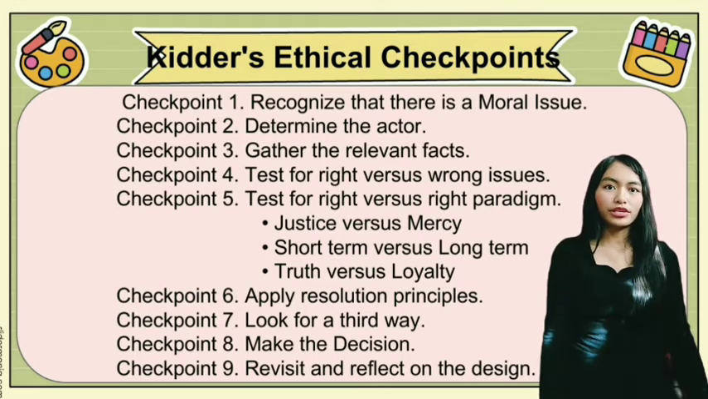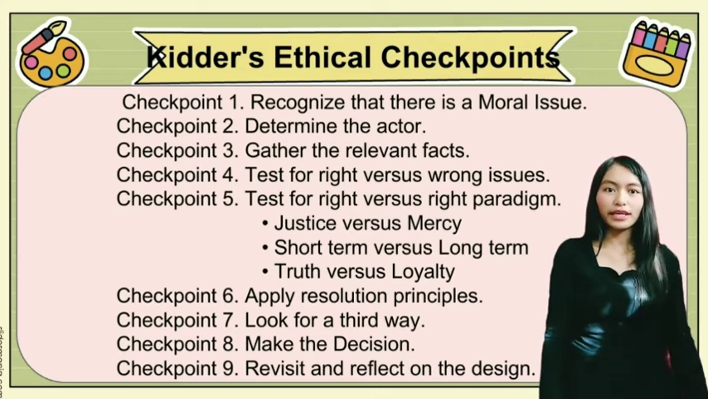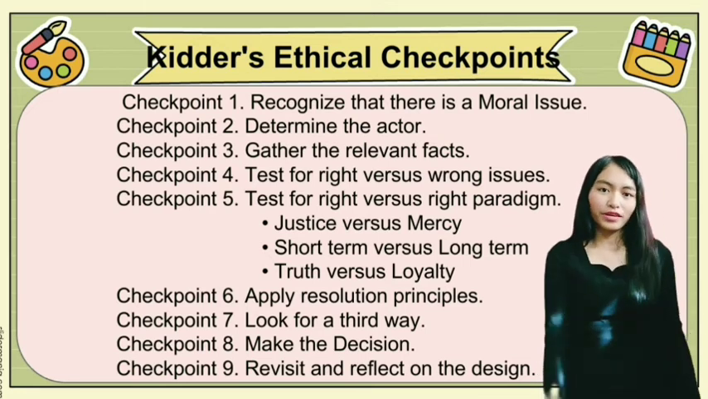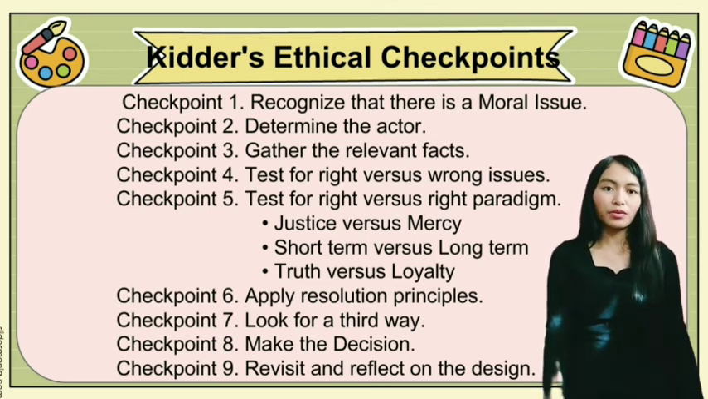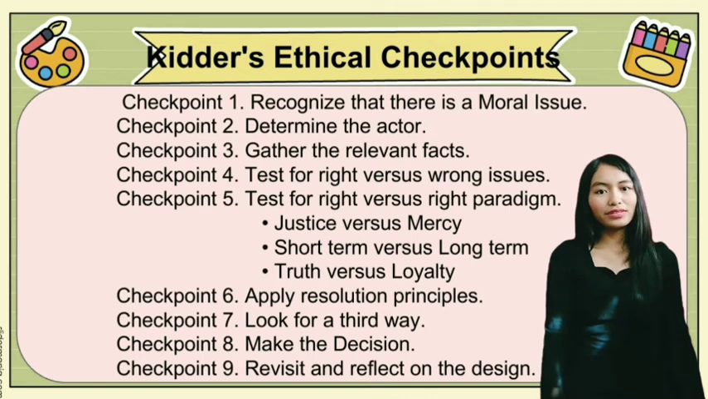Checkpoint number 1. Recognize that there is a moral issue. Checkpoint number 2. Determine the actor. Checkpoint number 3. Gather the relevant facts. Checkpoint number 4. Test for right versus wrong issues. Checkpoint number 5. Test for right versus right paradigms such as justice versus mercy, short-term versus long-term, truth versus loyalty. Checkpoint number 6. Apply resolution principles. Checkpoint number 7. Look for a third way. Checkpoint number 8. Make the decision. And checkpoint number 9. Revisit and reflect on the decision. Following these 9 steps or checkpoints can help you get through the confusion and generate a grounded solution.